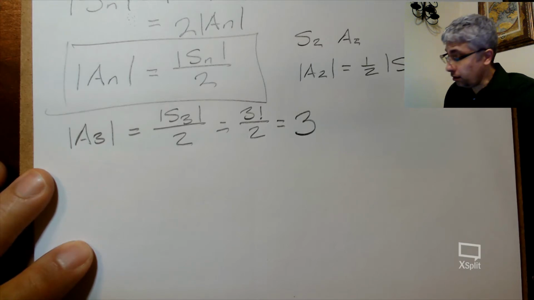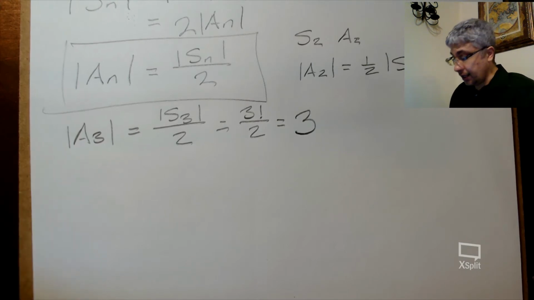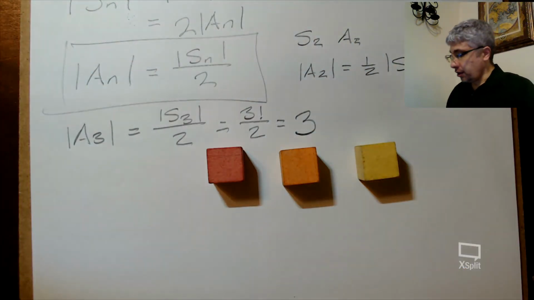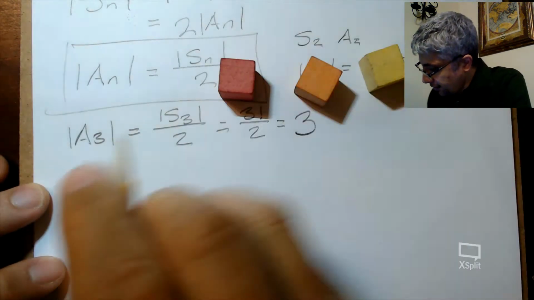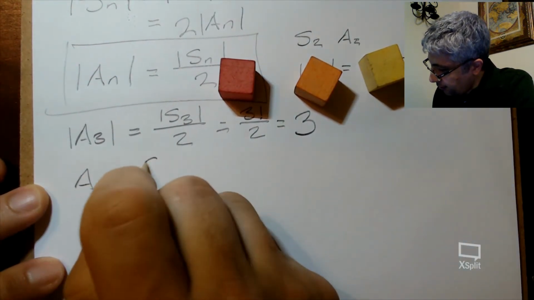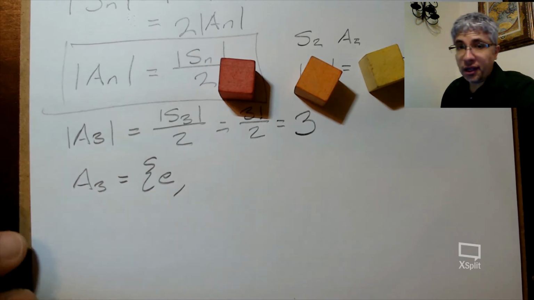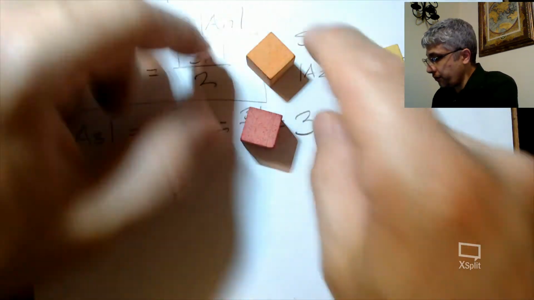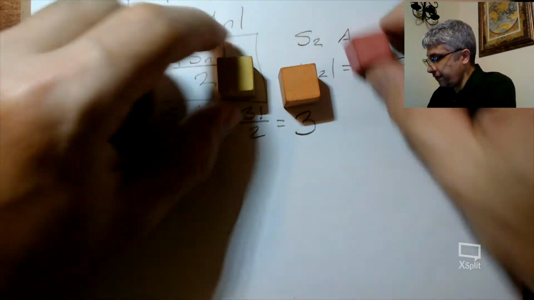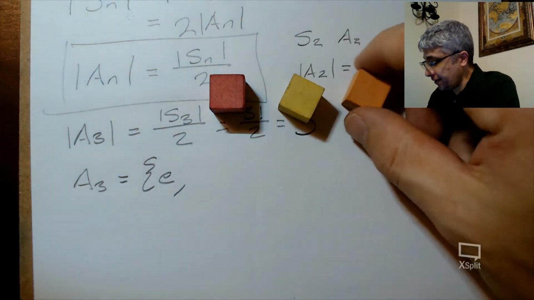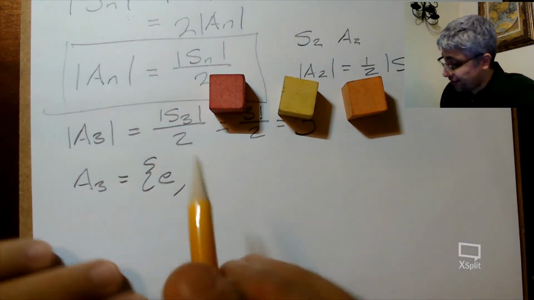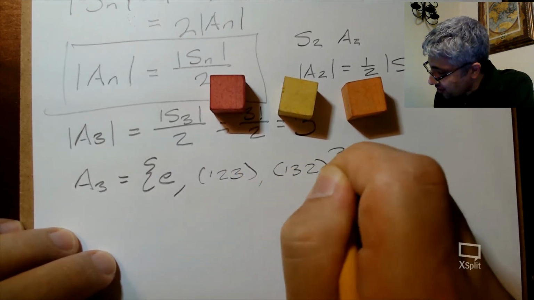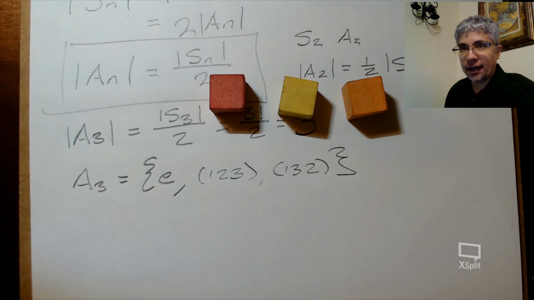Okay, well, what are those elements? Let's think about it. So we can do this, red, orange, yellow. So I know I have the identity. So let's write that. A3 is equal to the identity. Now, I know right off the bat that I don't have any of the odds. So I don't have 1, 2. I don't have 1, 3. And I don't have 2, 3. There's only 2 permutations left. That's 1, 2, 3, and 1, 3, 2. So it's easy to just count out the odds.